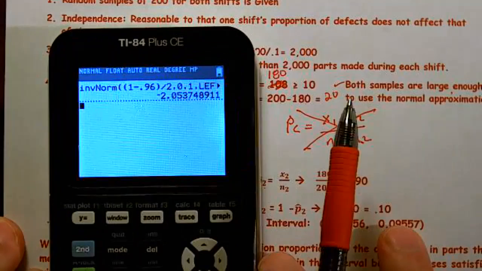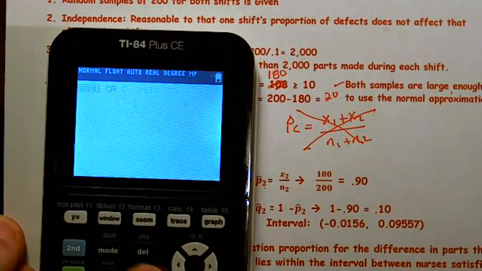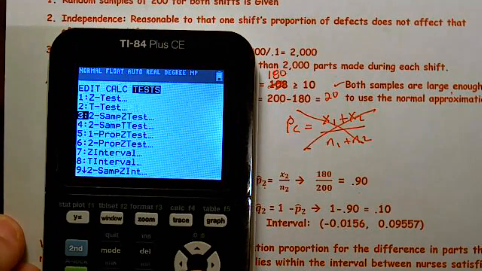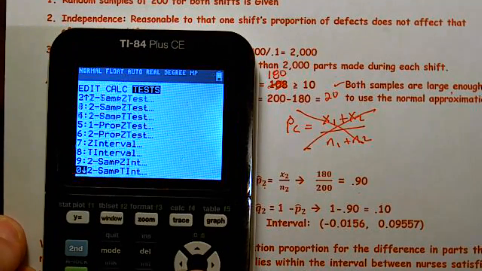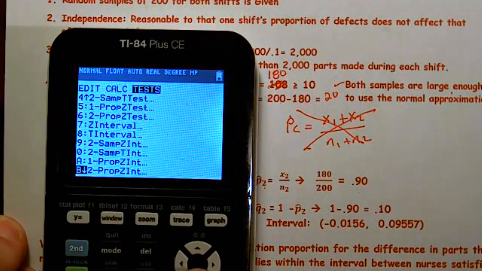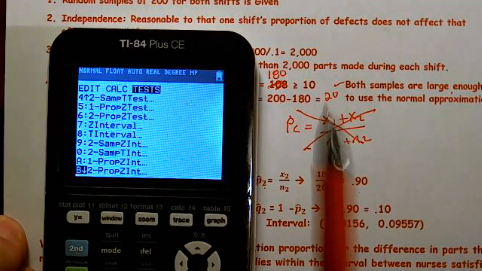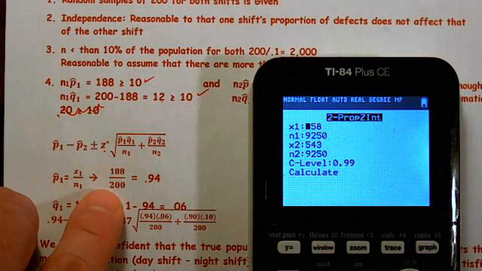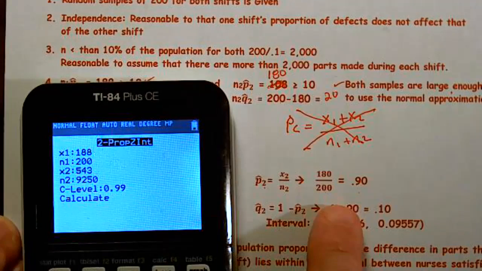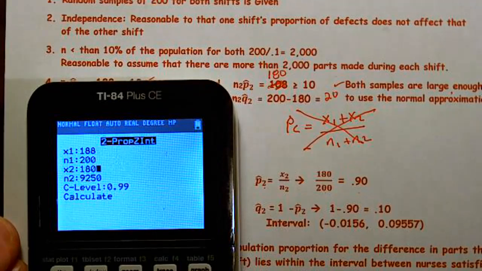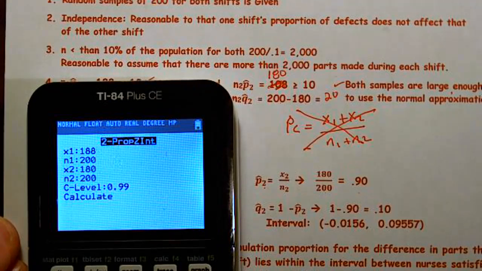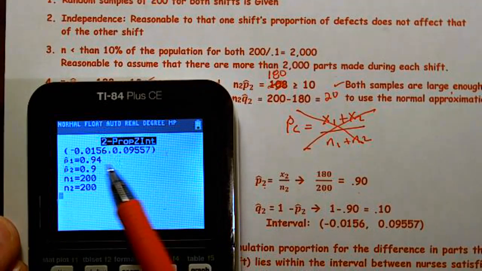So let's go ahead and run this two proportion interval. So stat, test, and I'm going to have to scroll way down. It's not a two proportion z test. It's a two proportion z interval, which is letter B. All right. So for x1, we have 188 over 200. And for x2, we had 180 over 200. And we needed a confidence level of 0.96. So we end up with this interval.